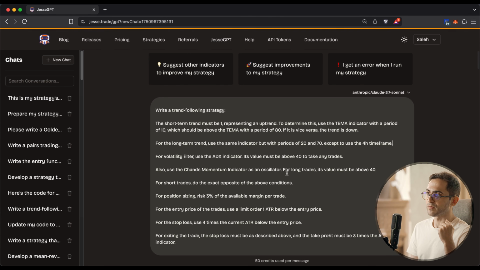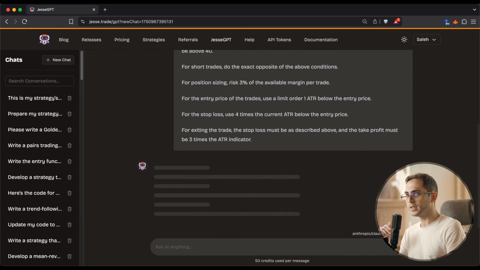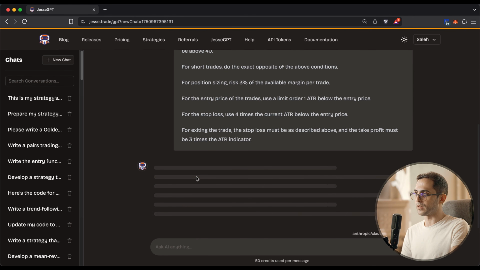For the stop loss, use 4 times of the current ATR below the entry price. For exiting the trade, the stop loss must be as described above, and the take profit must be 3 times the ATR indicator. And that's it. So I just told it basically what I need, just the entry and exit rules. So let's hit enter and see how it writes the code.